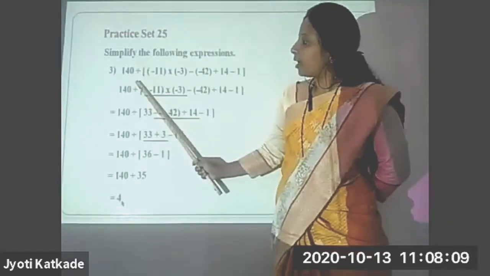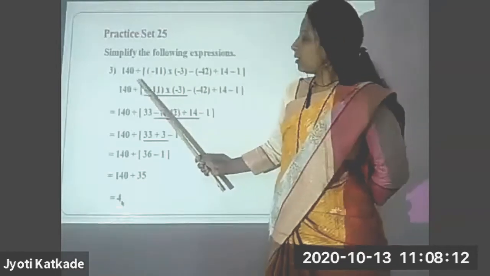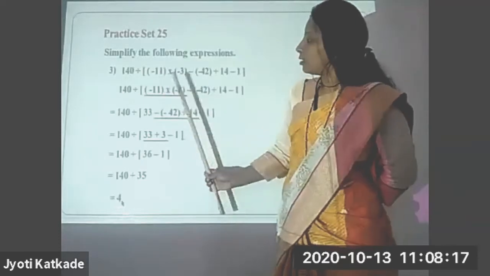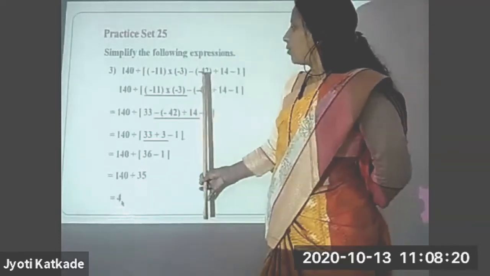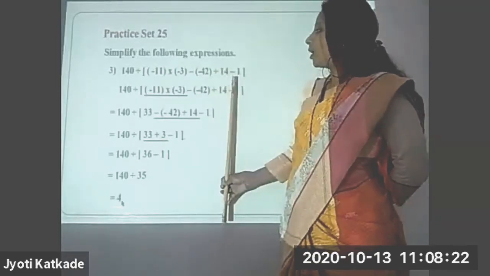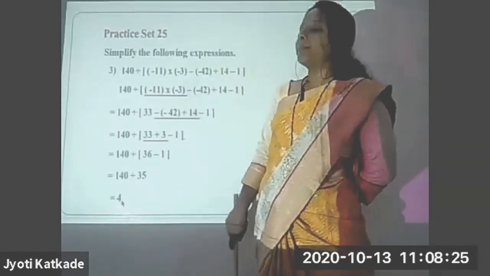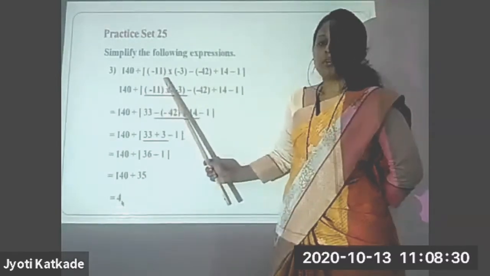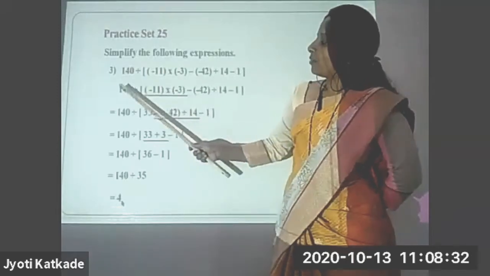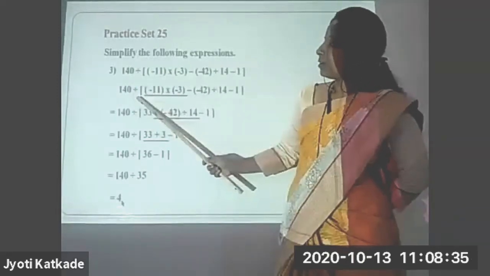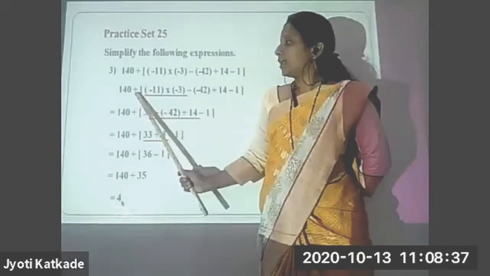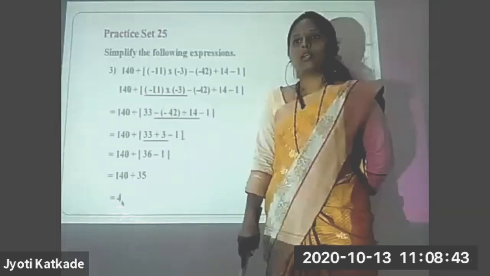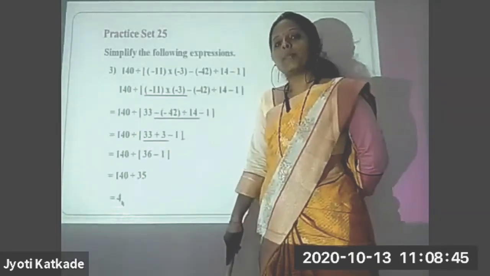140 divided by, this is a square bracket. In the square bracket, minus 11 into minus 3 minus 42 divided by 14 minus 1, and the square bracket is completed. To indicate a minus number, a round bracket is given on that number. Okay. Take 140 as it is, divided by. See here division is first, but according to our rule we have to solve the bracket first.